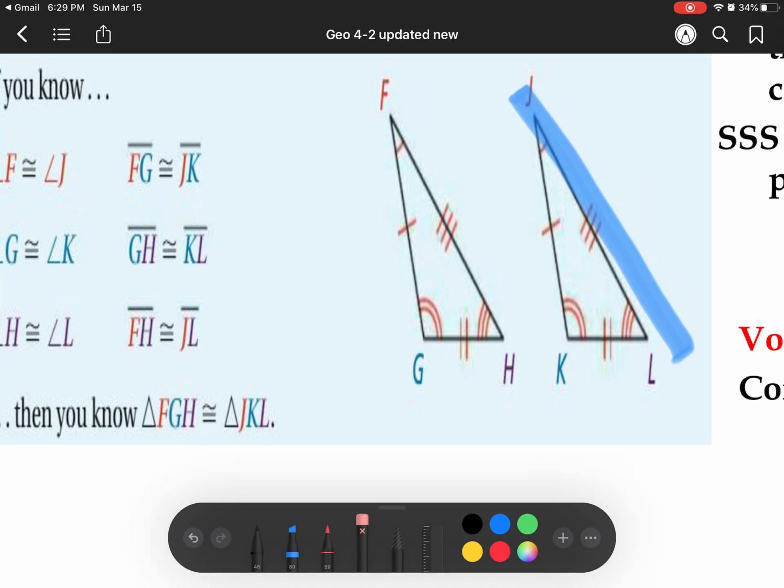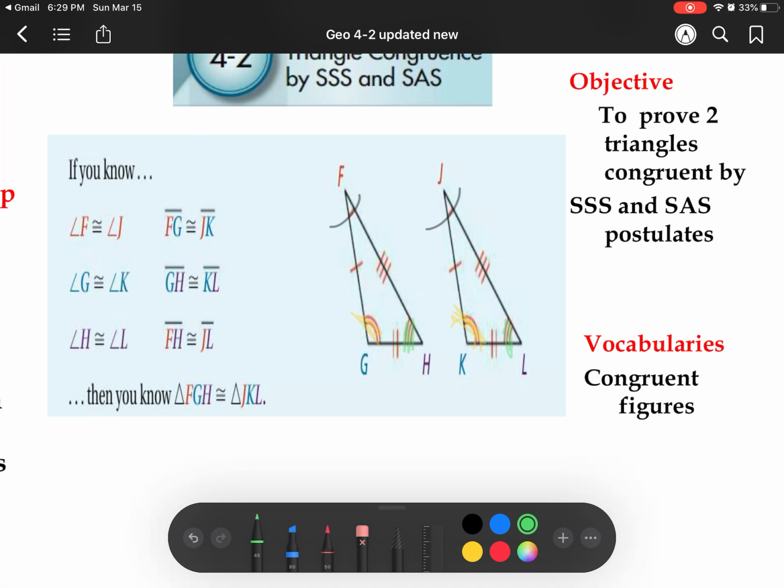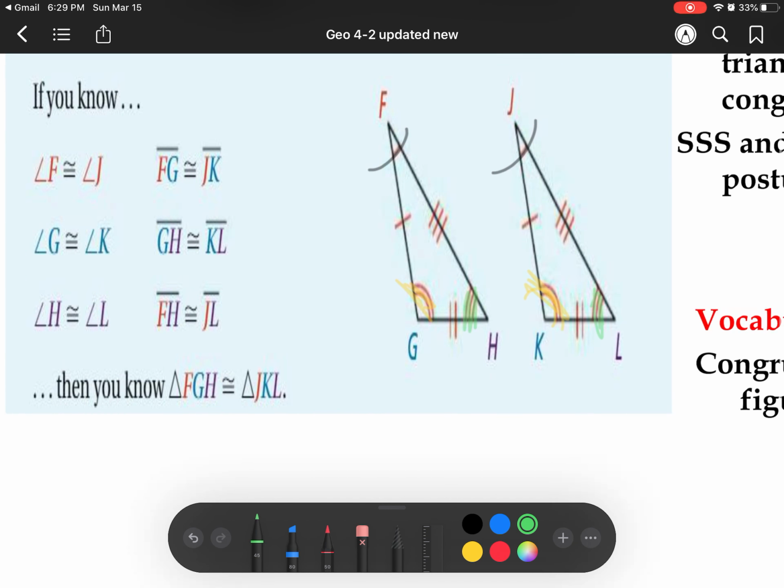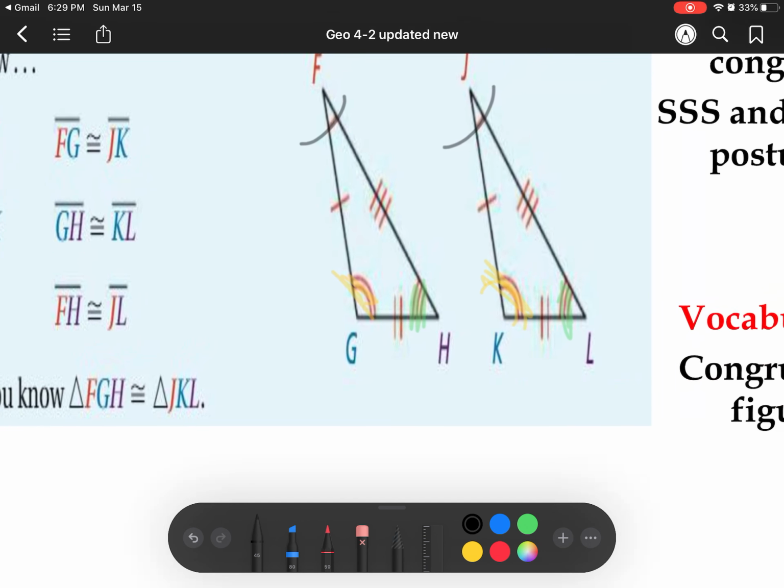We'll compare the angles. If I look at the first angle pair, angle F is congruent to angle J. Yes? Angle K is congruent to angle G. And angle L is congruent to angle H. In this way, I wrote the 6 congruence statements, 3 related to the sides and 3 related to the angles. So I can easily write the names of the congruent triangles. And as I said to you in the previous period, the name should show the congruence.